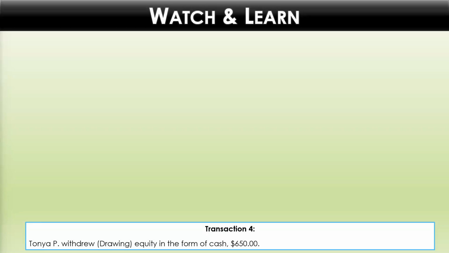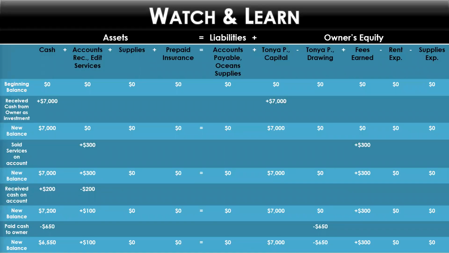Transaction 4, Tanya P. withdrew equity in the form of cash in the amount of $650. Here, paid cash to the owner. This will impact the cash account. We're going to decrease by $650. And the transaction will also impact drawing in the amount of $650.